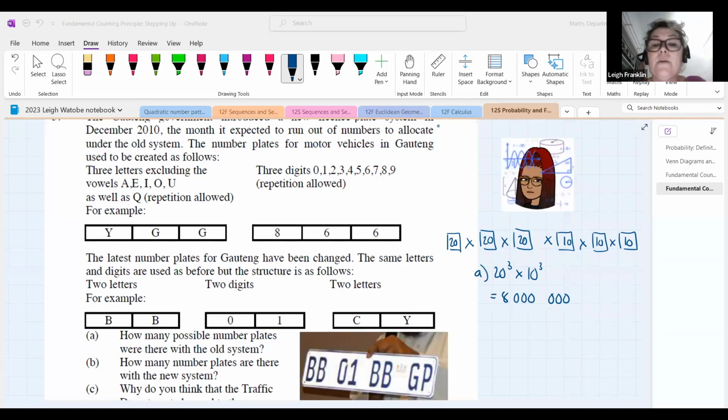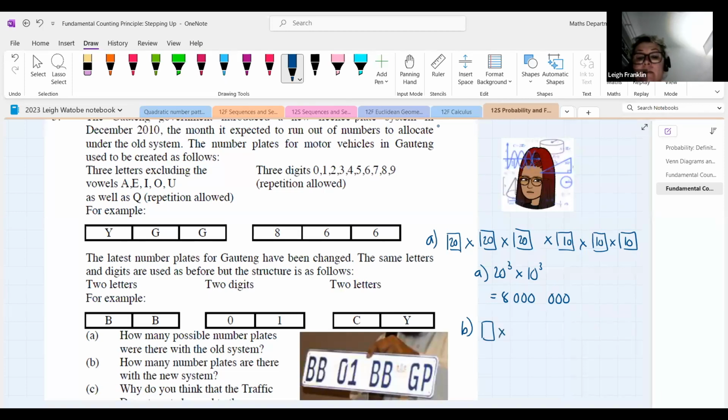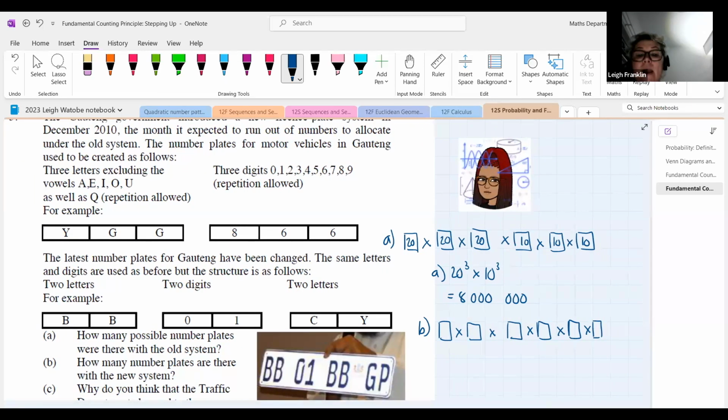Then the Gauteng department said, hang on a second, we're now running out of license plates. We better change this. Let's see, did they make a wise decision? How many number plates can we make with the new system? So the new system is 2 letters, 2 numbers, and another 2 letters. Did they solve their problem? In how many ways can we fill our first block? Remember, repetition is allowed. So this would be 20 by 20.